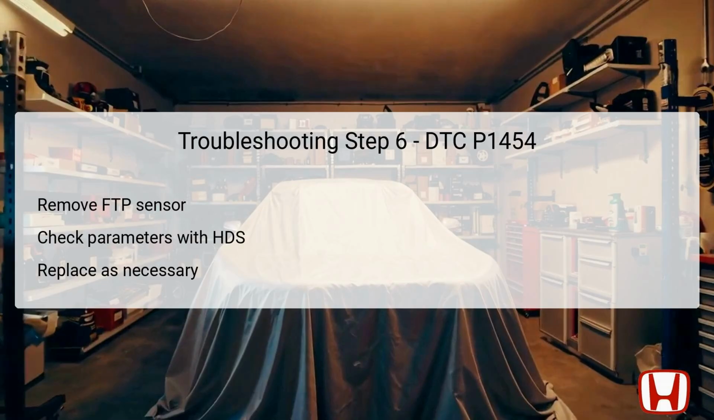Begin by turning the vehicle to the off position once more. Carefully remove the FTP sensor from its mounting on the evap canister, ensuring the connector remains attached during testing. With the sensor removed, turn the vehicle back to the on position and use the HDS to check its parameter readings yet again. If the readings indicate acceptable conditions, it suggests the FTP sensor port is functioning correctly.